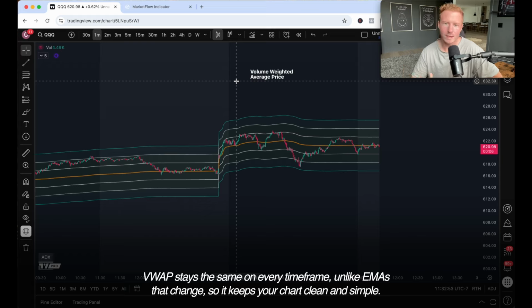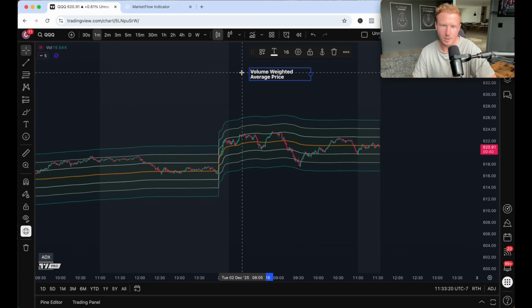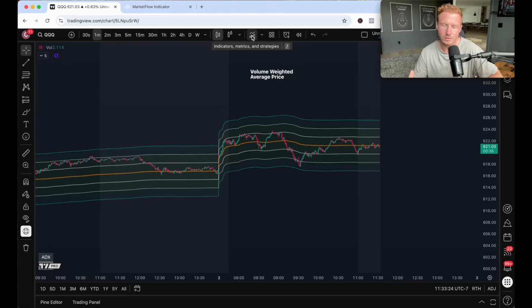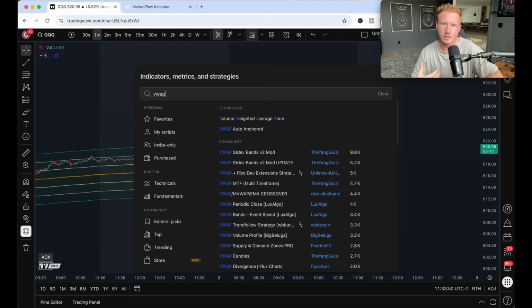The VWAP is the same across all time frames, and there's not really any settings you change besides if you want to tweak the deviation levels, okay? So this is what I like about the VWAP, it stays the same, and a lot of people are looking at these levels, so they're respected, right? And another thing is, a lot of institutions use the VWAP to see where the fair value price is, where price is undervalued, where it's overvalued. These are all things we can look at when it comes to the VWAP.